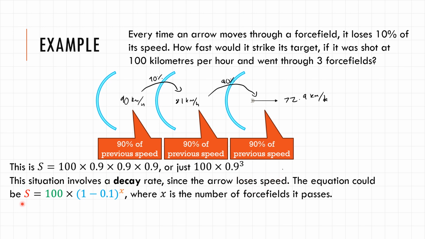And the equation that we could create is the speed of the arrow is equal to 100, that's its initial value, that's how much it's starting with, multiplied by 1 minus the decay rate. The decay rate is 10%, and as a decimal, that's 0.1. 1 minus 0.1 would get us 0.9. And all of that to the power of x, where x is the number of force fields that it passes through. And of course, I could have just plugged in 3 over here. Passing through 3 force fields would give me the same answer that I got when I did it manually, 72.9 kilometers per hour.